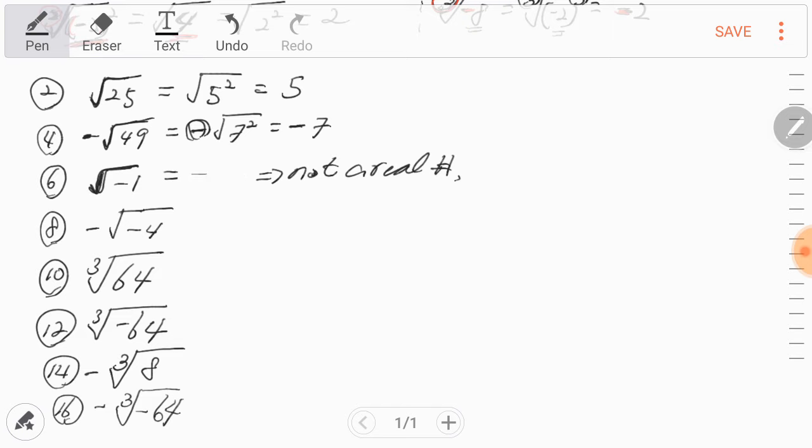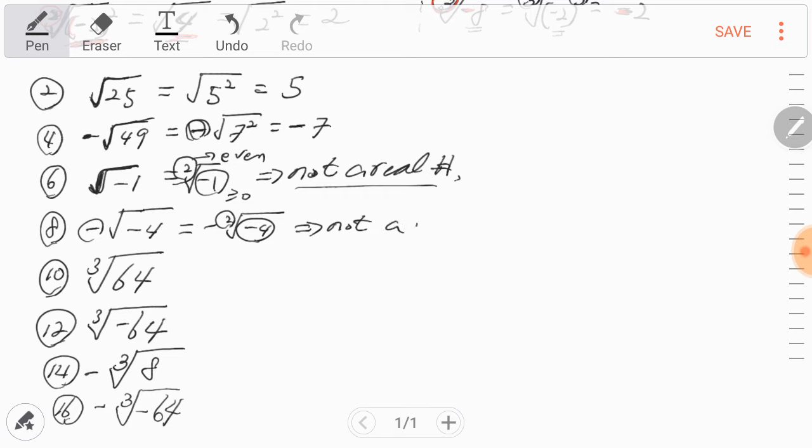Let me write this one clearly. Square root of a negative number. The index is 2, right? Even. This is even, so the radicand has to be positive to become a real number. But since the radicand is negative, it's not a real number. Okay, number 8. The negative sign is outside, so leave it outside. And then the square root, this is even, and the radicand is negative, so this is also not a real number. So leave it.